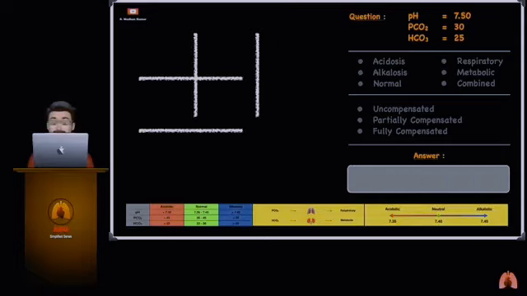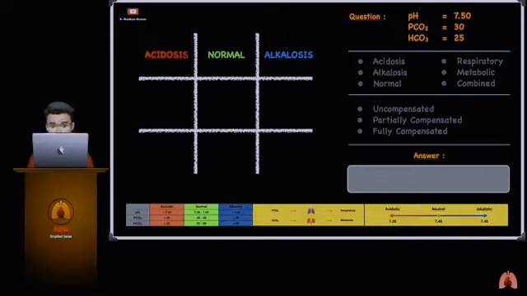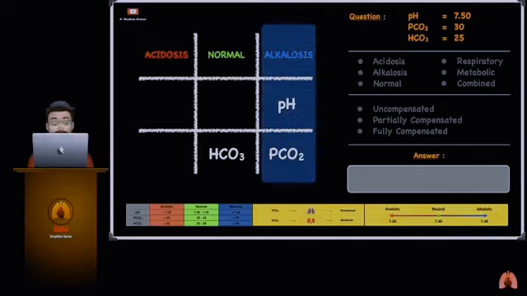Let us see one more example. Here, pH is 7.50, which is alkalotic when we compare with the table. So mark the pH under alkalosis column. PCO2 is 30, which is also alkalotic, so mark it under the alkalosis column. HCO3 is 25, which is in the normal range, so mark it under the normal column. Here HCO3 is normal and the other two values are abnormal. So the final interpretation will be uncompensated respiratory alkalosis.